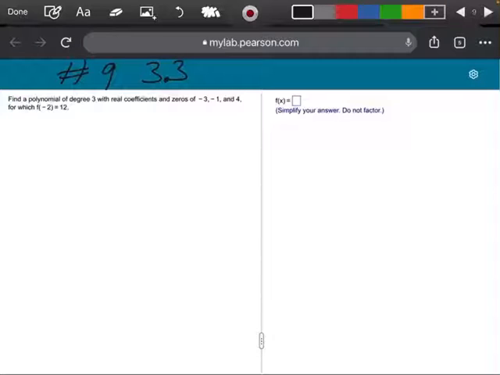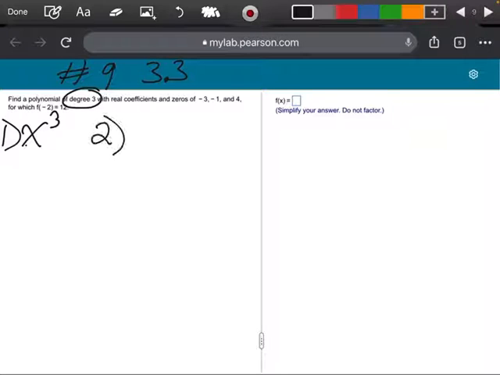Y'all, this is number 9 out of 3.3, and the problem says find the polynomial of degree 3 with real coefficients and zeros of -3, -1, and 4. Okay, a couple of things. Since we're asked to find a polynomial of degree 3, that means the highest power of x we're going to have, y'all, is going to be an x to the third. Okay, so that's the first thing.